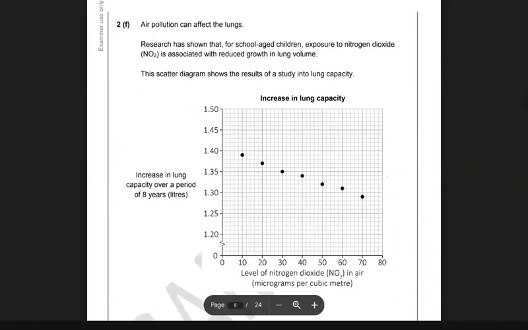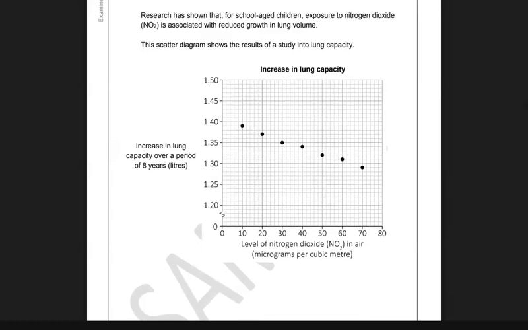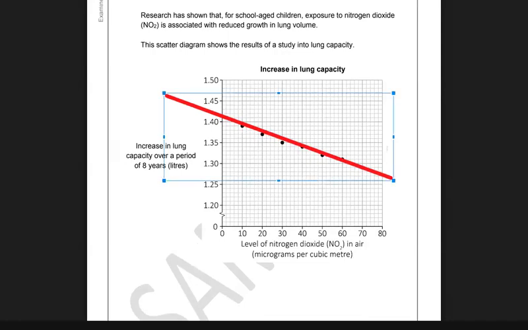So look at this one now. They ask you that air pollution can affect the lungs. Research has shown that school age children's exposure to nitrogen dioxide is associated with reduced growth in lung volume. The scatter diagram shows the results of the study of lung capacity. So you just need to draw the line of best fit.